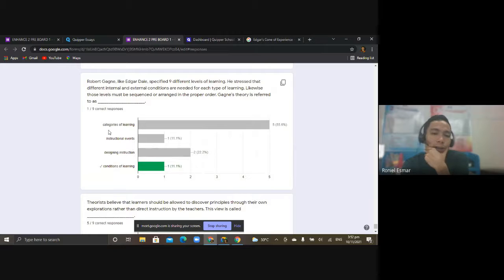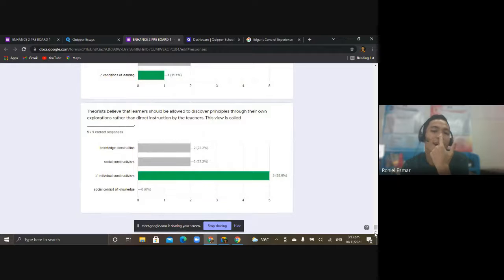Are those the categories of learning, the instructional events, the designing instruction? Take note that the statement already mentions 9 different levels of learning. So it has something to do with taxonomy, hierarchy, more conditions. And none of the options seem to jive well with that statement of 9 different levels of learning, except for the conditions of learning. Now, which is the correct answer? Letter D.